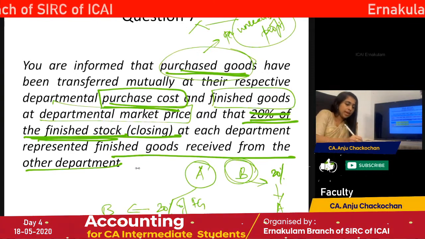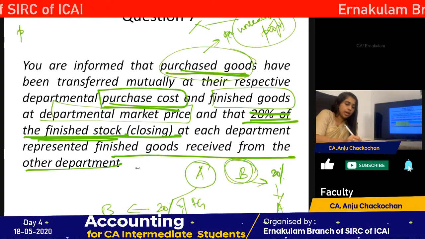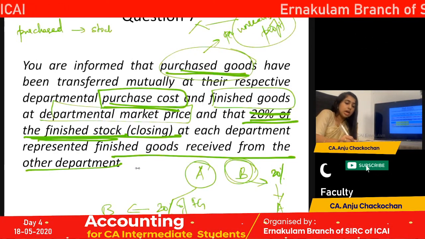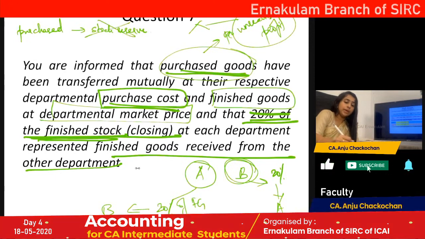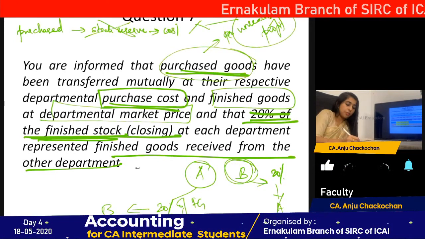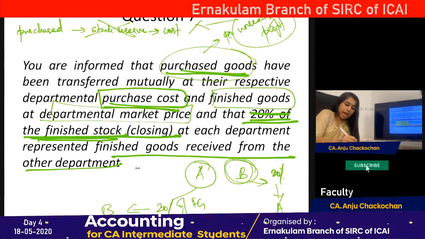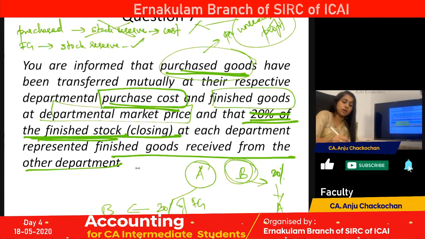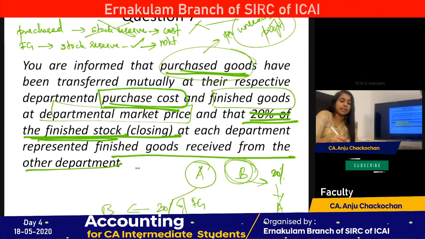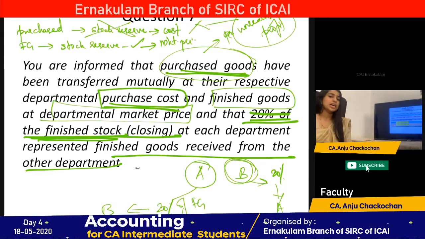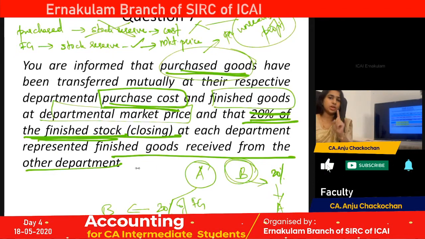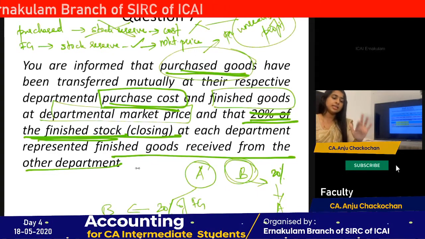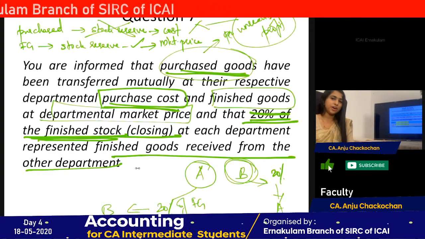Okay, so I repeat, for purchased goods, the stock reserve concept is not applicable because they are transferred at cost, whereas for the finished goods, we have the concept of stock reserve because they are transferred at the market price. So purchased goods are transferred at cost, so we don't have the concept of stock reserve. Finished goods are transferred at market price, hence we have the concept of stock reserve.